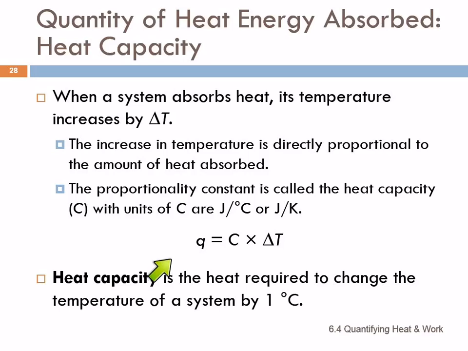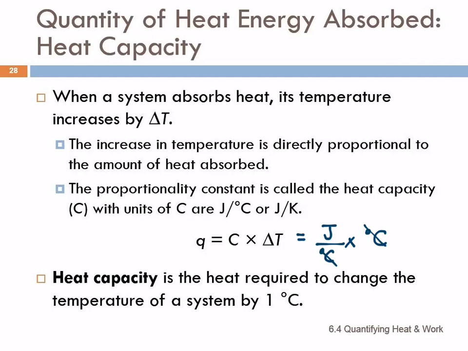So Q is equal to the proportionality constant times the change in temperature. And if we look at the units and how those work out, the units on C are joules per degree Celsius, and the change in temperature is in degrees Celsius, we see that cancels out, and we have Q with the unit joule, which is appropriate because it's an energy unit.